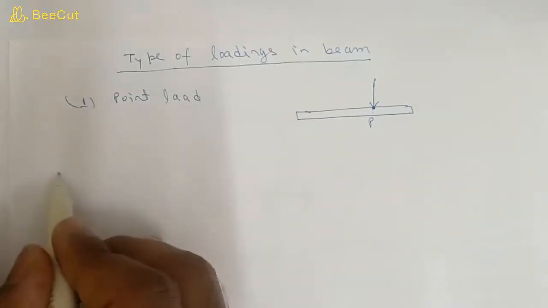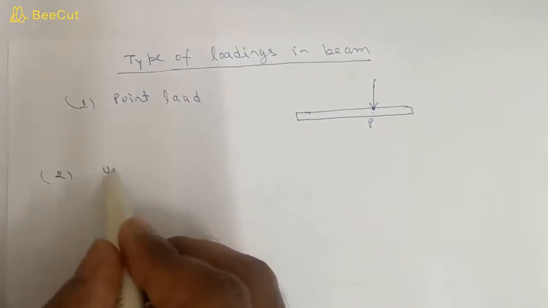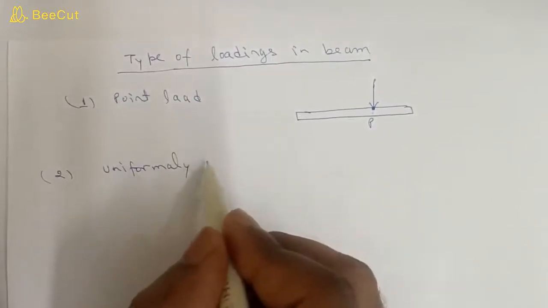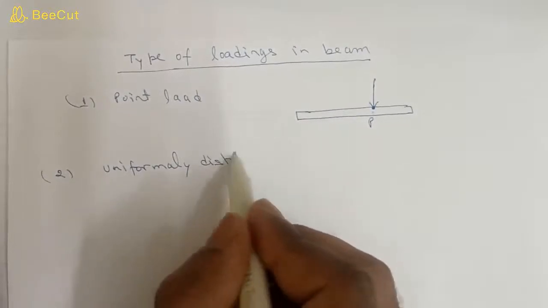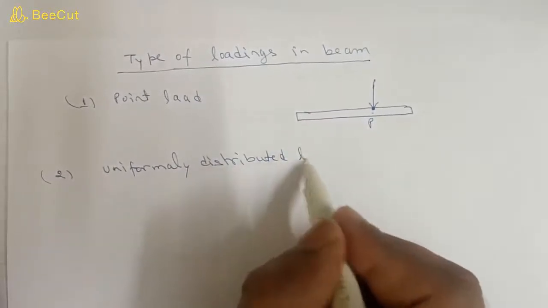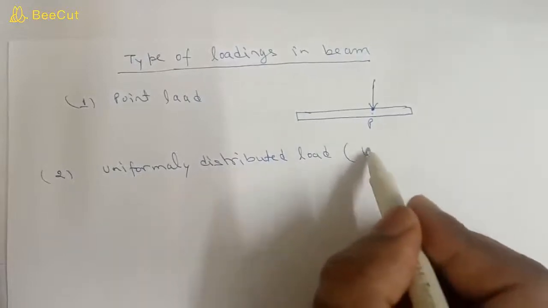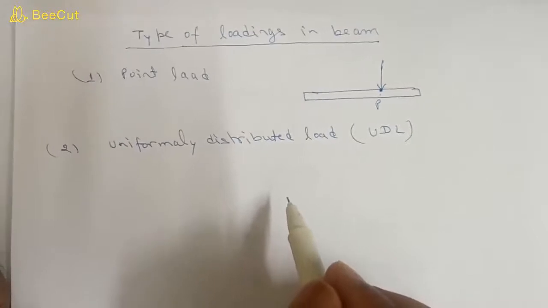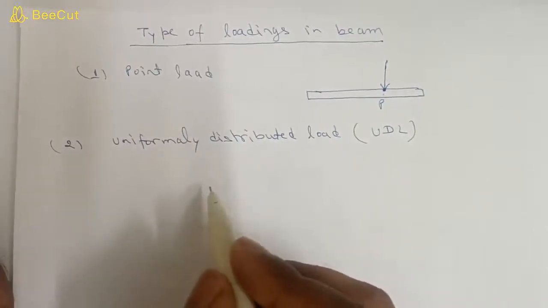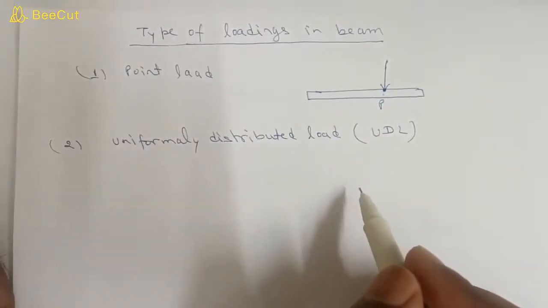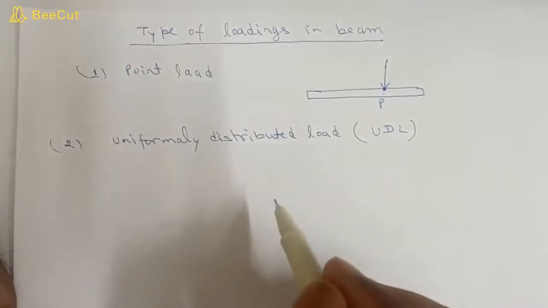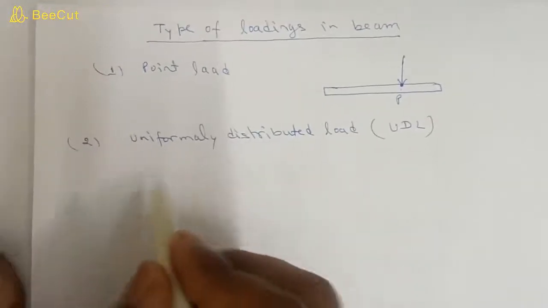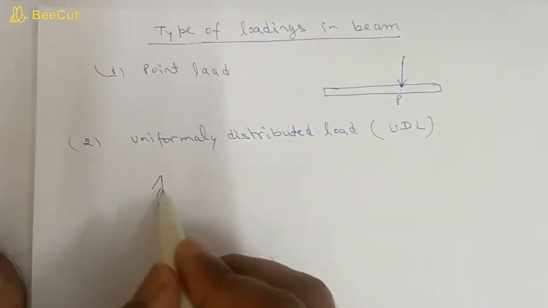And the second one is uniformly distributed load, or we can say UDL. If load is acting on a beam over a very large, considerable length, and it is uniform in intensity, then we can call it a uniformly distributed load. We can denote it in two ways.